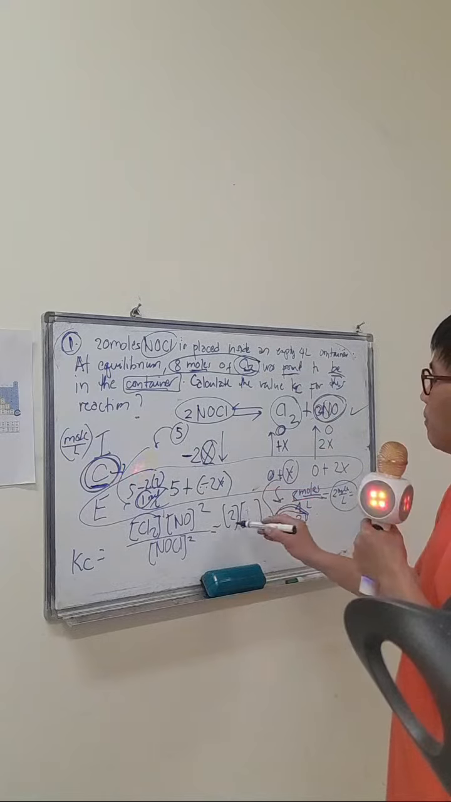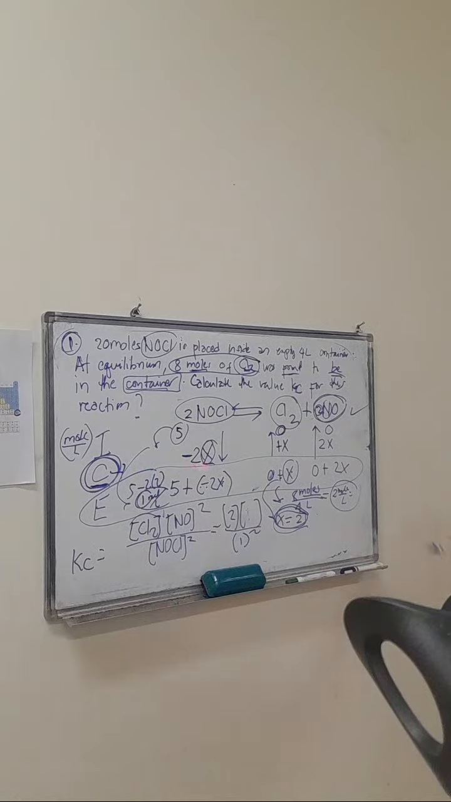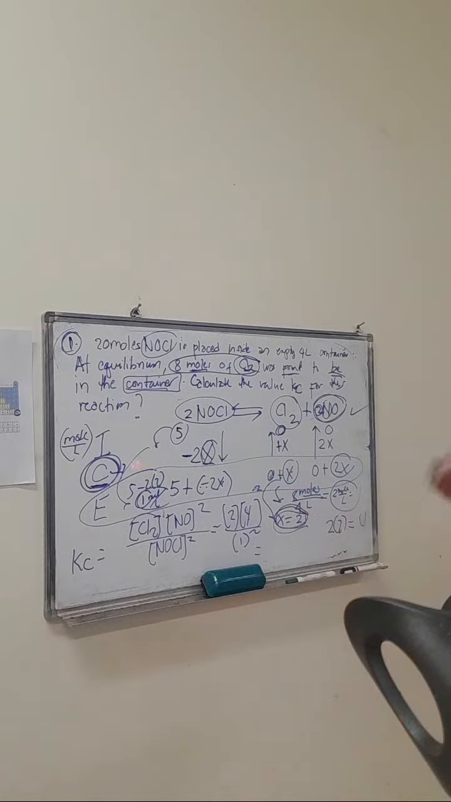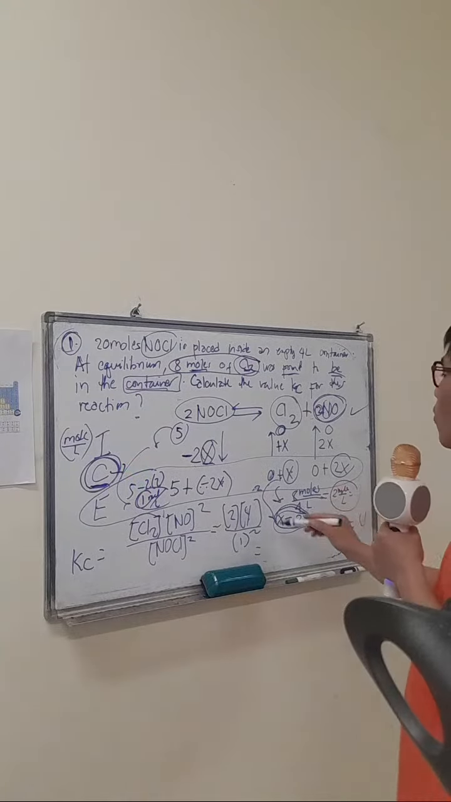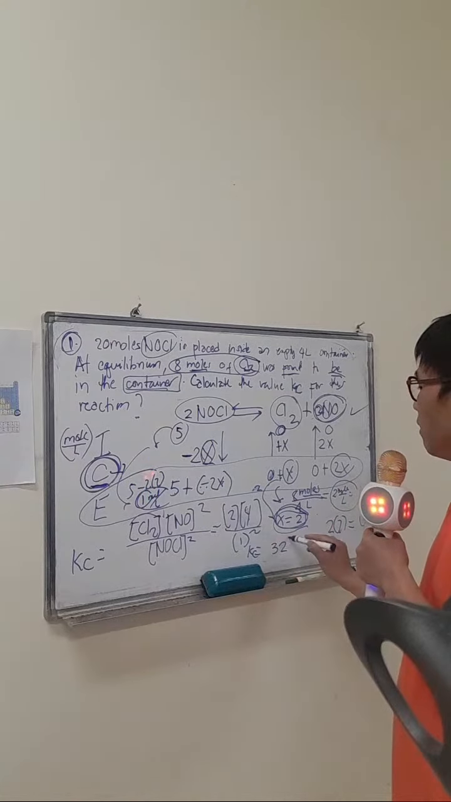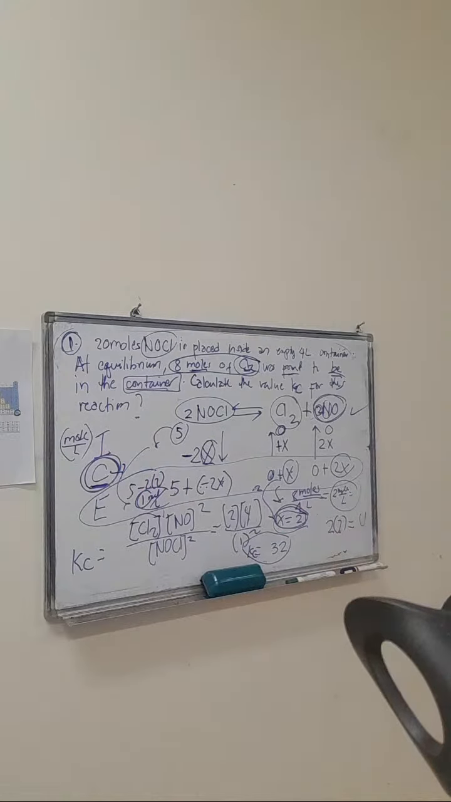Okay, for the NOCl, 1 raised to the power 2. How about the NO? NO is 2x. Meaning to say, 2 times 2 is equal to 4. And that's 4 raised to the power 2, and it will become 16 times 2, 32. That is your Kc. So 16 times 2 is 32. Calculate the Kc. Your Kc is 32.